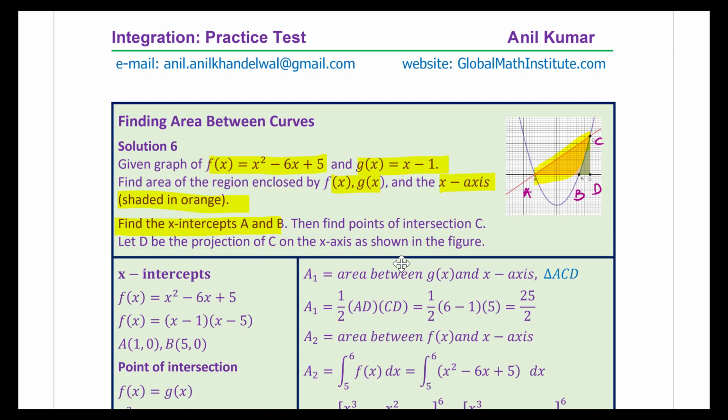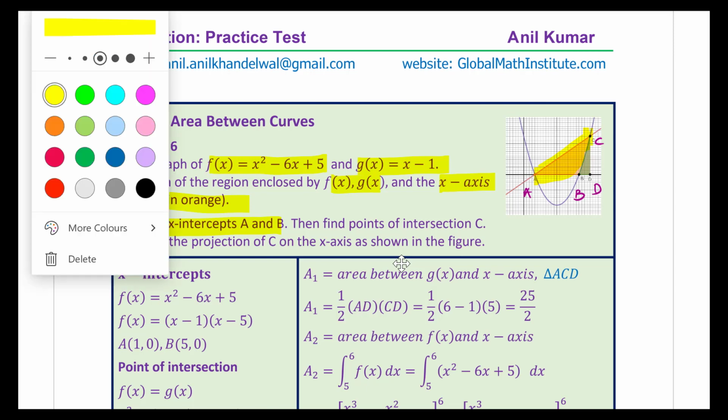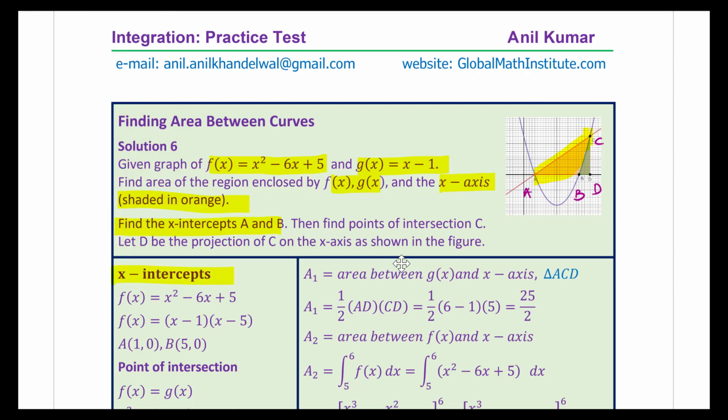So y value of C is the one which you're going to find the height of this triangle, and the x value will give us the length of this or the base of the triangle, correct? That's the whole idea. So let's begin by finding the x-intercepts. So x-intercepts are when f of x is 0. So when you factor, you get x minus 1 times x minus 5, and clearly the zeros are at 1 and 5. So the value of a is 1 and b is 5.